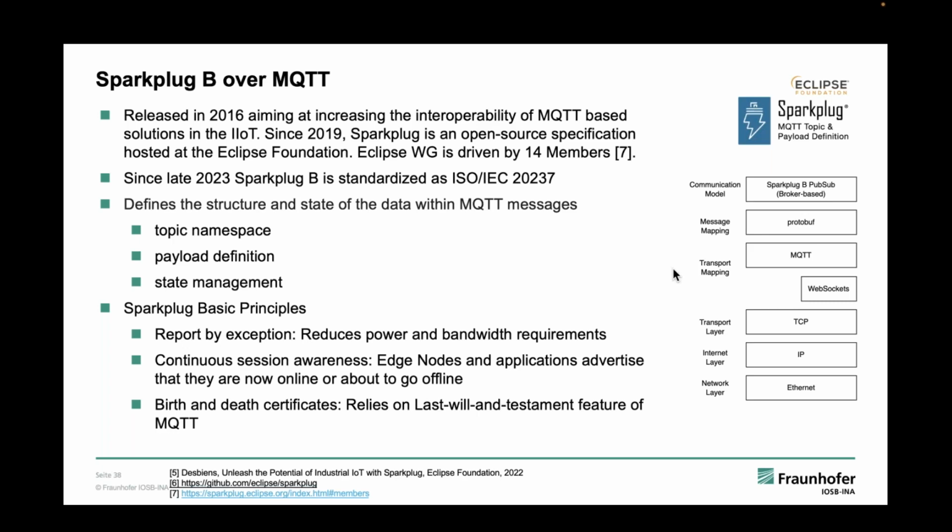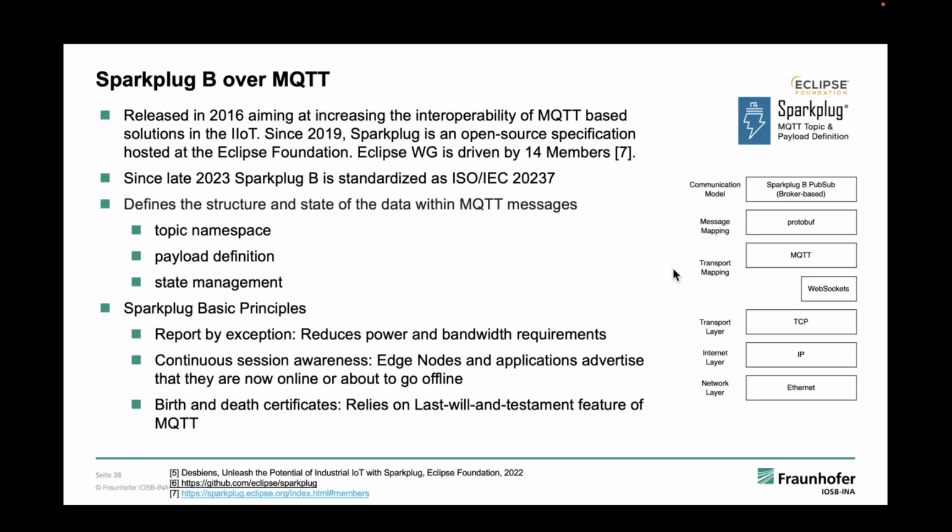Sparkplug B has been released in 2016 and is aiming at increasing exactly this interoperability of MQTT-based solutions in the IoT. Since 2019, it's an open source specification that's hosted at the Eclipse Foundation, and the Eclipse working group is currently driven by 14 main members. Since late last year, Sparkplug B is also standardized as an IEC international standard.